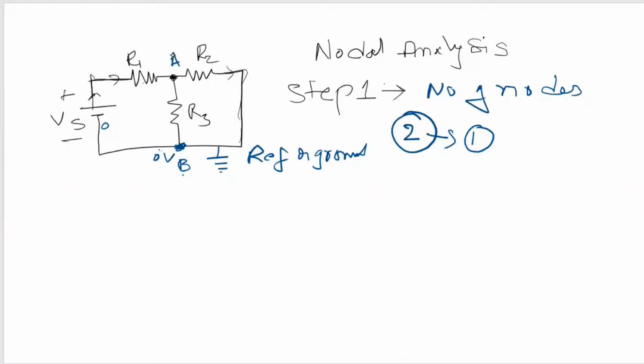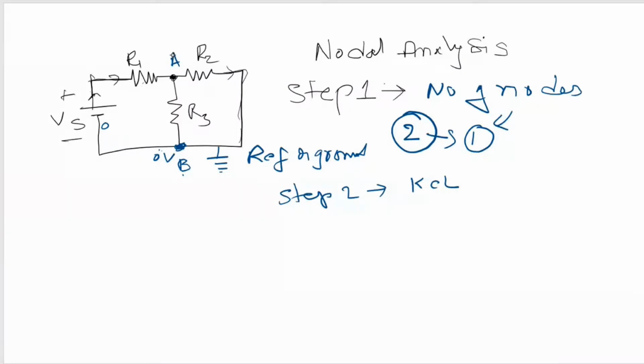Step 2 is to apply KCL at the identified nodes. How many nodes have you identified? 2 nodes, but excluding the reference node, it is 1 node. So apply KCL at that node. I have to apply the KCL at node A.